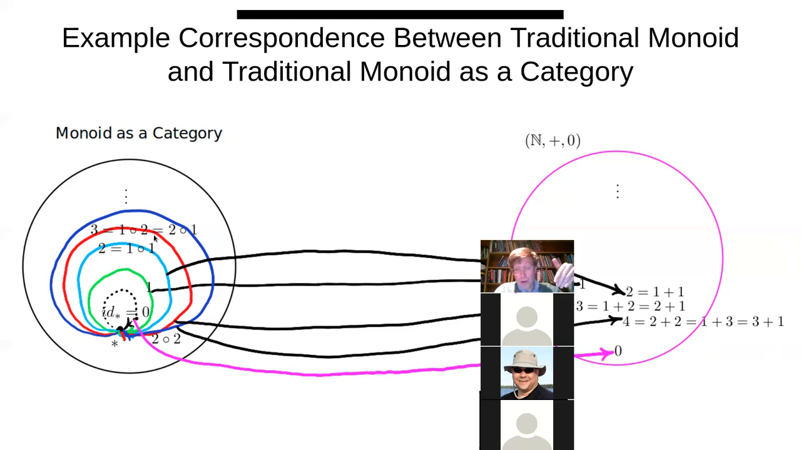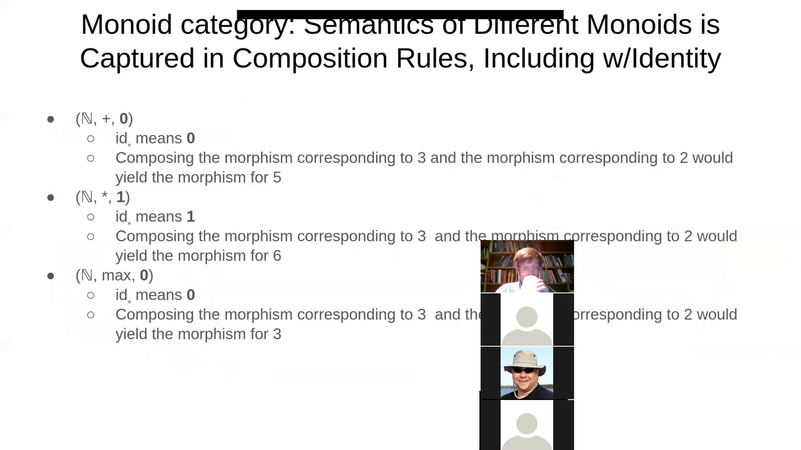And for a free monoid, we're not going to have to collapse things. Okay, so, just emphasizing this point, if we have encodings here, if we encoded this monoid, that's what we did here, ID means zero, that's the identity, and composing morphism three and two would be five.